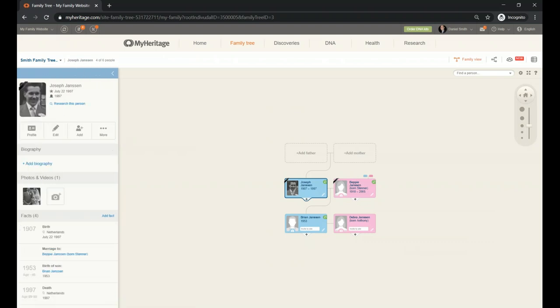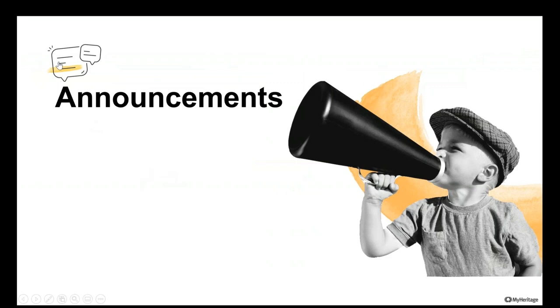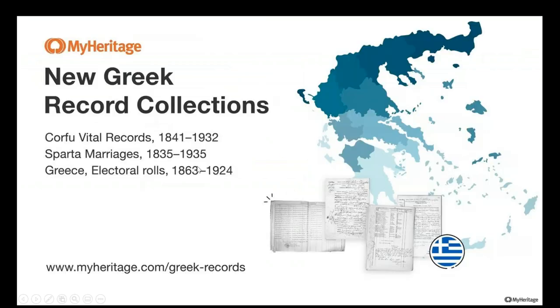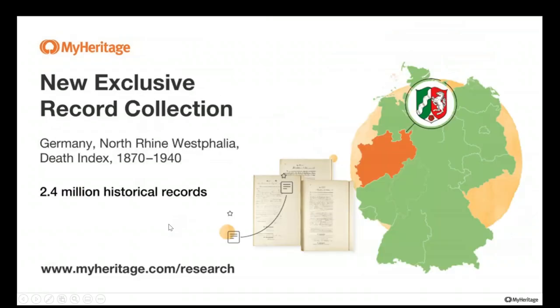good. So let's go back to the presentation, because today I actually have a lot of announcements for you, and I will continue answering your questions in a second. As you already know, a couple of weeks ago we released the Greek collections from Corfu Vital Records, Sparta Marriages, and Greek Electoral Rolls. Last week we also released the record collection for North Rhine in Germany, the Death Index. Those are 2.4 million historical records exclusive to MyHeritage.